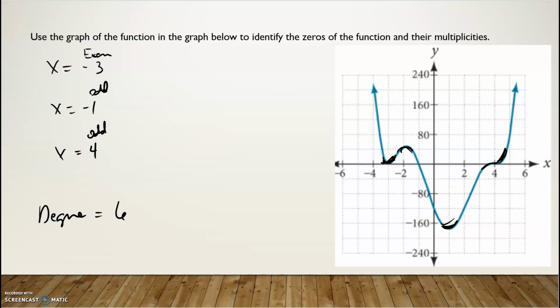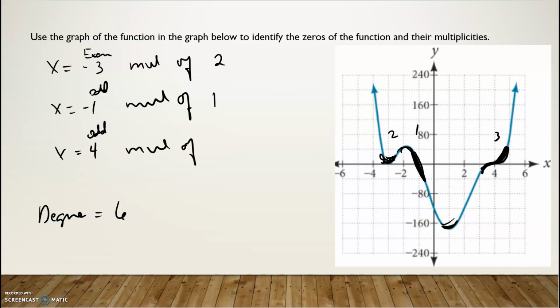So I know that this is going to be even. Let's look at this right here. It looks pretty straight. Let's say that it's 1. This looks like the x cubed. So let's say that's 3. And so I have 4, and this one's even. That should be 2. Okay, so we have x equals -3, multiplicity of 2. This one would be a multiplicity of 1, and multiplicity of 3. When I add that together, that does come out to 6. So there's your answer there.